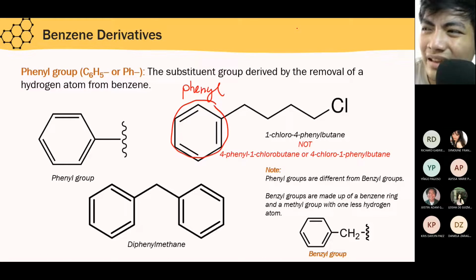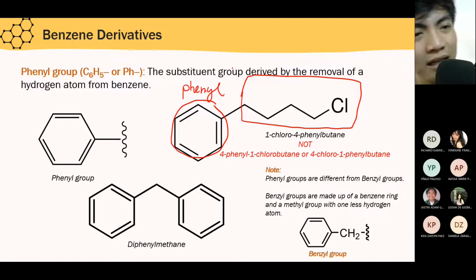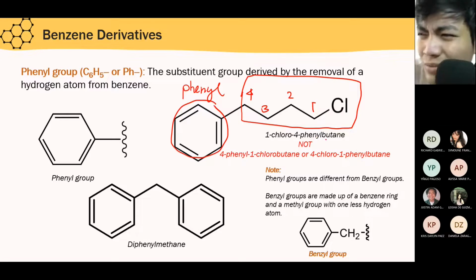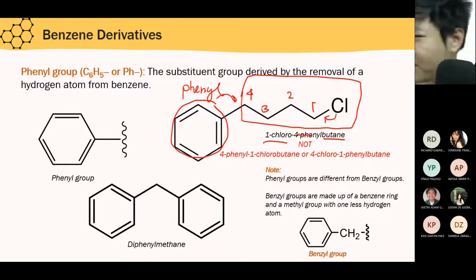And then, you name the hydrocarbon chain as is. Pangalanan mo siya as kung paano ka magpangalan ng hydrocarbon. Of course, you will give greater priority to chlorine. Okay? So, kasi, ito Cl chloro, ito phenyl. Mauuna siya alphabetically. So, siya yung bibigyan mo ng first name. So, 1, 2, 3, 4. 4 carbon yan. So, that is butane. On the first carbon, you have the chloro. And on the fourth carbon, you have the phenyl. So that's how we dissect it.